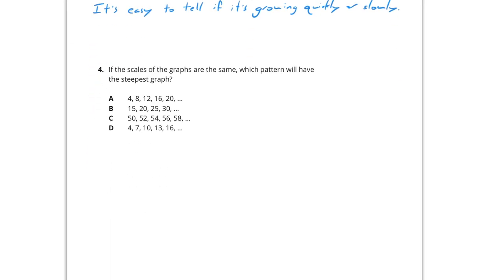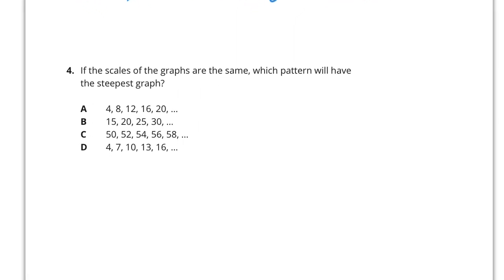It says, if the scales of the graphs are the same, which pattern will have the steepest graph? Okay, all I need to do is identify by how much each pattern is growing. So this one looks like it's growing by 4 each time. This one looks like it's growing by 5 each time. This one is only growing by 2 each time, and this one is growing by 3 each time. That means that the one that's growing fastest is B.